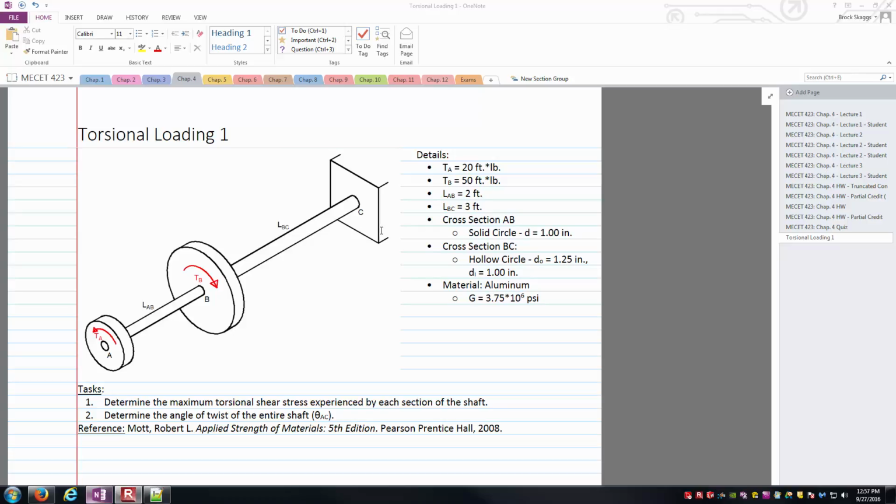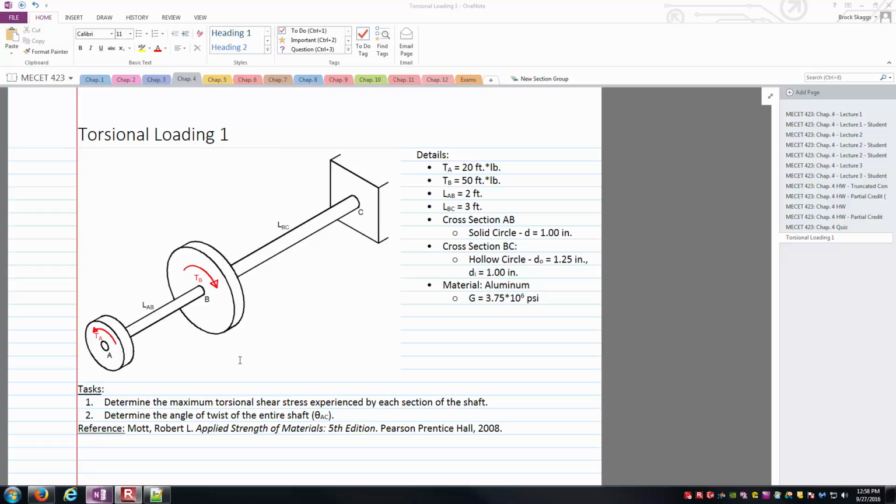Task 1 is determining the maximum torsional shear stress experienced by each section of the shaft. Each of these sections, AB and BC, have different cross sections, so that's going to contribute to them having different shear stresses. They are also going to be carrying different magnitudes of torque, because of the way we have these concentrated torques at different points along the length of our overall shaft. That's where we're looking in this video.